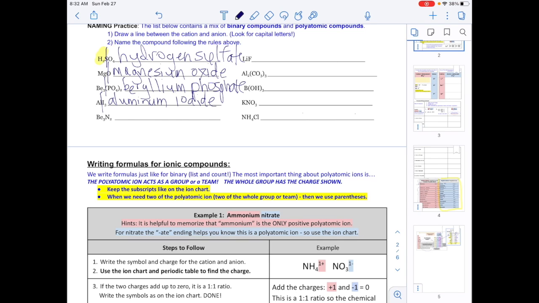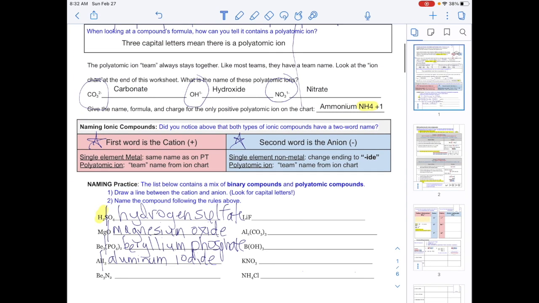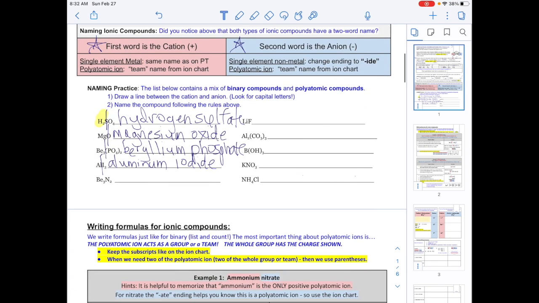I'm going to jump to that. See here how it's capital N, capital H, 4, Cl. It will be helpful if you start remembering that is our ammonium ion, like I highlighted in yellow here. NH4. So this is the one, the only positive polyatomic ion. So it's the only time when you see the team first. So that's called ammonium. And then Cl would be chlorine, but we change it to ide, chloride.